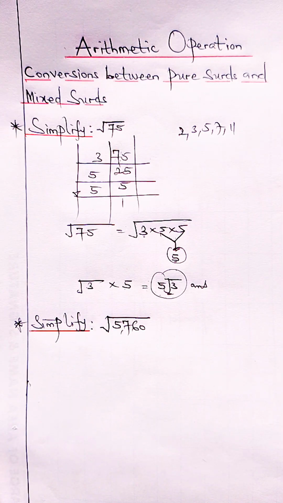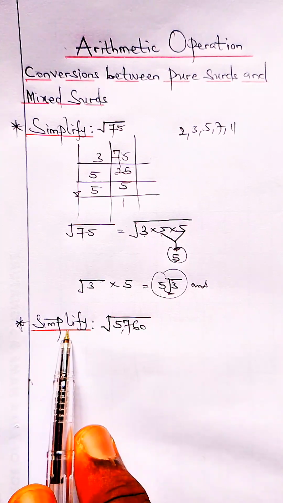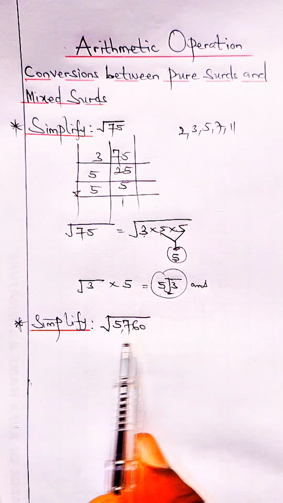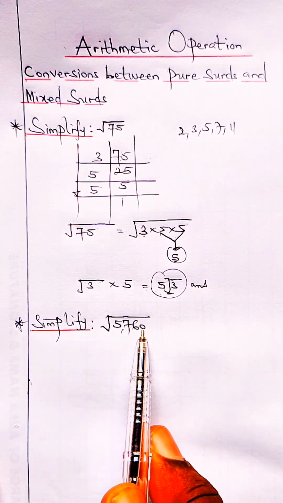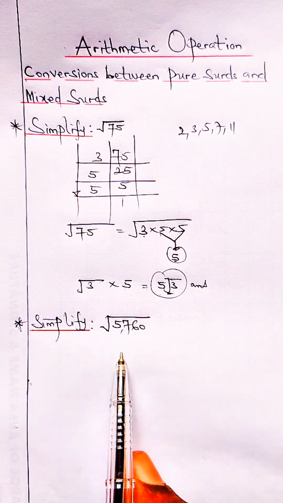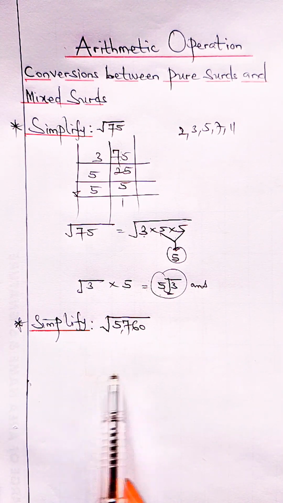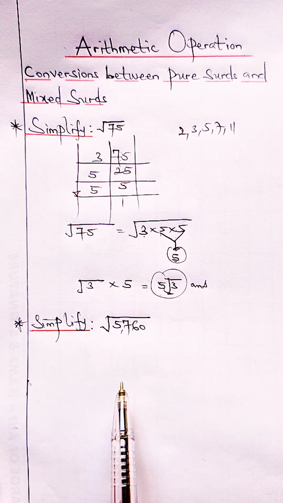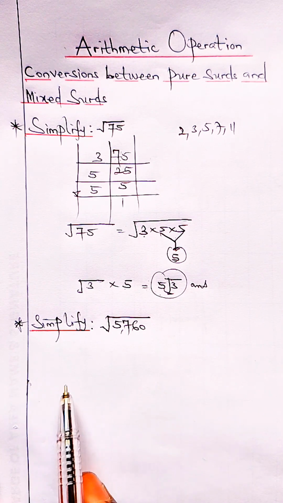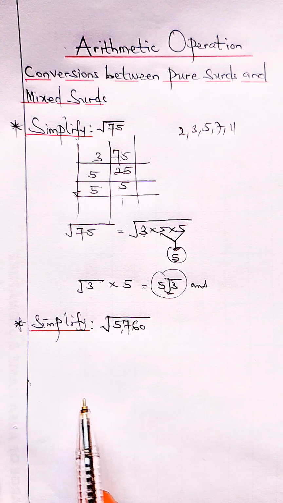Okay, let's see another example. This is example 2. Simplify square root of 5760. Now, how do you simplify this? Now, as I said in the very first example, most times you'll be asked to think of two numbers whereby one of them will be a rational number, I beg your pardon, and the other one will be an irrational number. That very method is stressful.